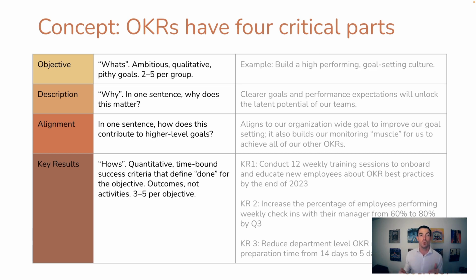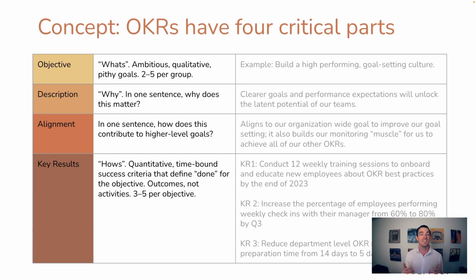For each objective, you'll want to provide a quick description, like, why does this matter? So maybe that goal-setting culture is important because clear goals will unlock the potential of our teams. It's often helpful to be clear about the alignment. If you've got multiple levels of these kinds of goals in your organization, at each lower level, you need to argue, why does this align? How does this align to the higher-level goals? It really helps people understand why these things are important.